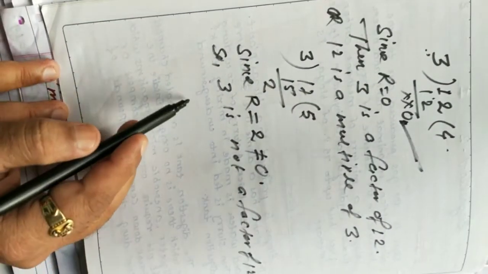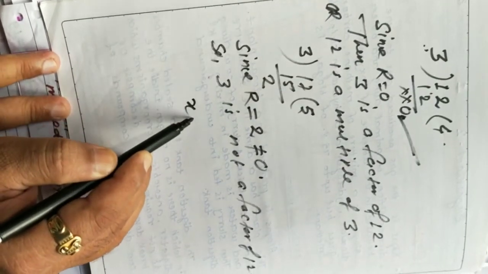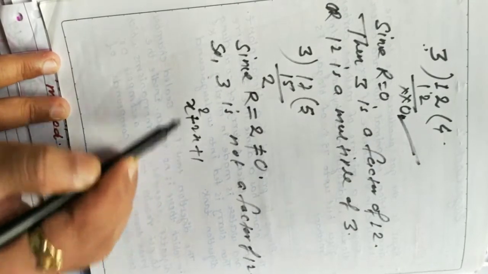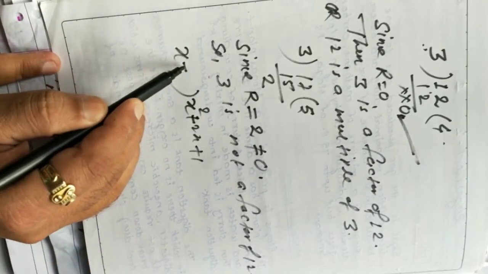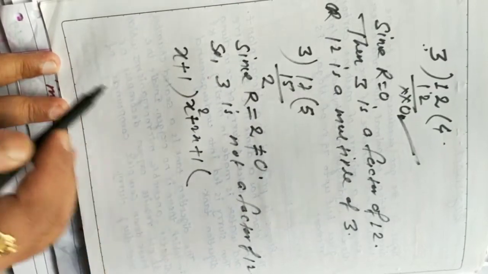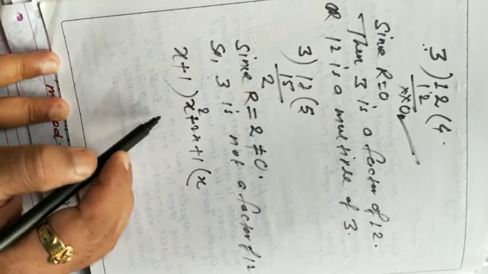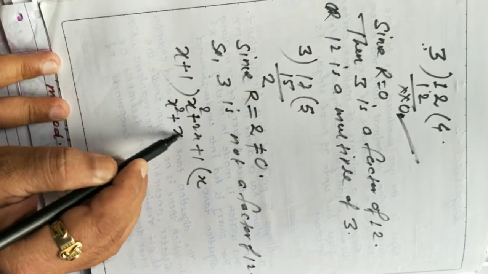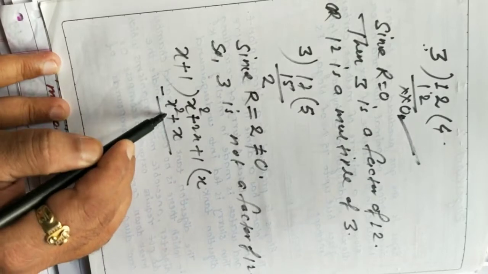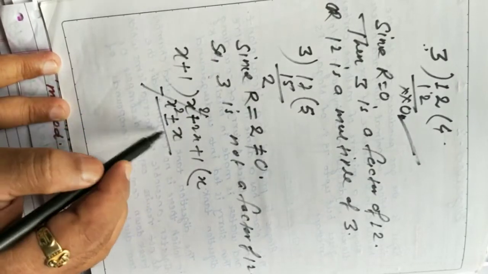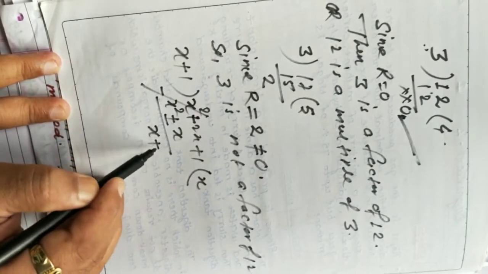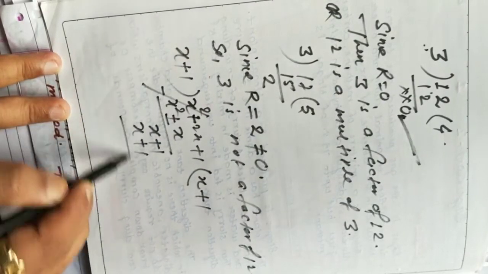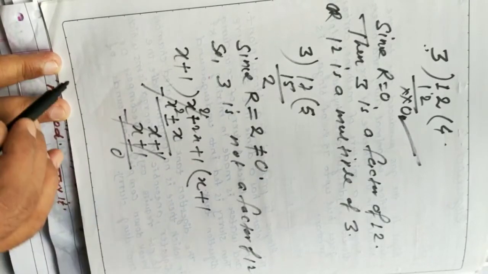If any polynomial, suppose x square plus 2x plus 1 is there, and we are going to divide it by x plus 1, then in quotient there will be x. Here we will get x square plus x. Now after changing the sign, this will cancel. 2x minus x will be x plus 1 plus 1. So here we will get x plus 1 minus minus, this will cancel 0.